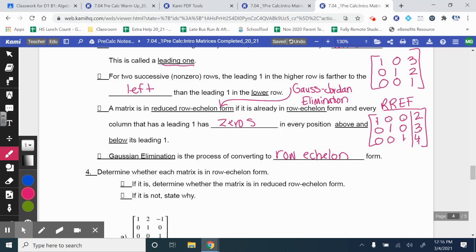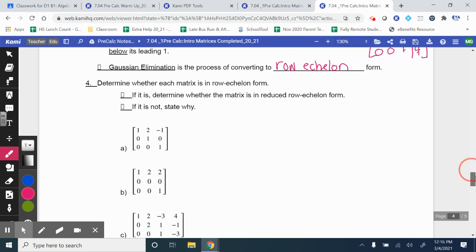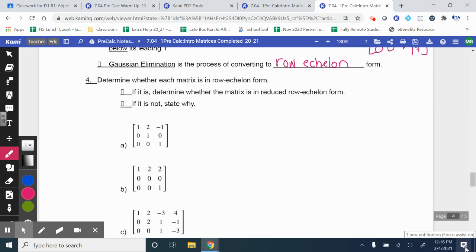All right, number 4, determine whether each matrix is in row echelon form. If it is, determine whether the matrix is in reduced row echelon form. And if it's not, state why. Let's look at the first one together to see exactly what I'm asking you for here. So I want to know, is this in row echelon form? So you're looking for if I have any rows of zeros, those have to be at the bottom. I don't have any rows of zeros here. We have to make sure that your ones are that staircase of ones, which we appear to have.